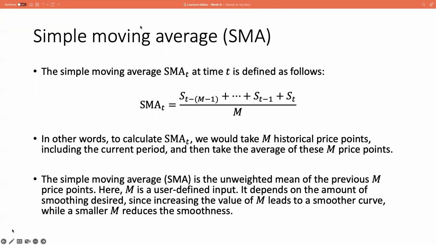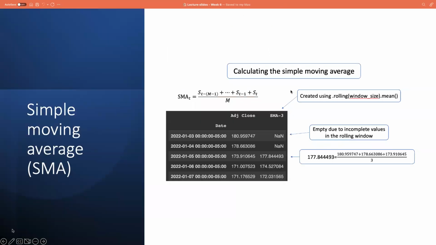So let's continue. Now with the calculations. To calculate the moving average series, we're going to use a new column called SMA3. The calculation works by taking the series, for example, the adjusted close, and calling the method rolling. Rolling really means to roll the series up or downward in sequence for a fixed window size, and then take the mean.